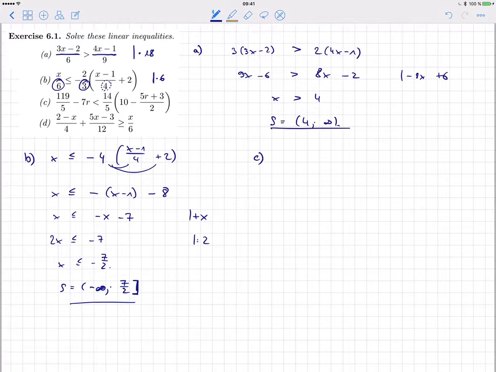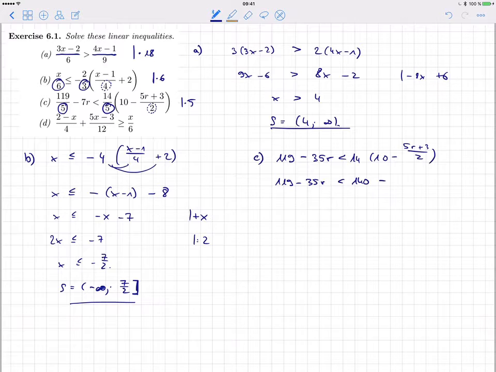Number C. Again, let's get rid of this division by 5 by multiplying the whole inequality by 5, but this 2 inside the bracket remains for the moment. Now 7r times 5 is 35r. And we open the bracket. Now 14 times 5r plus 3 over 2. You see now that the division by 2 cancels with the factor of 2 in the 14.